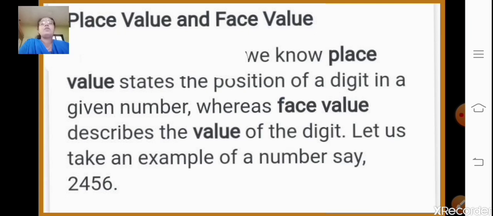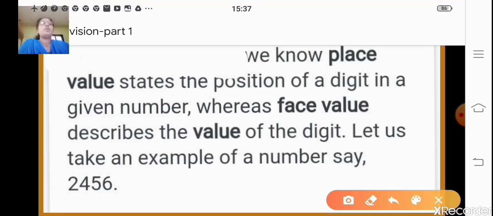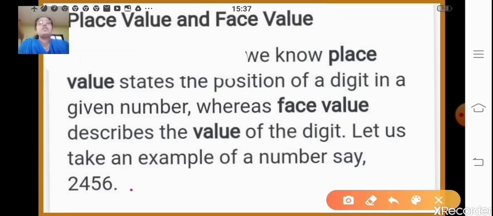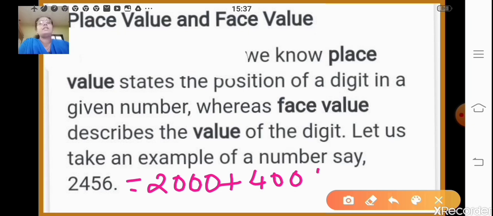Whereas the place value describes the value of the digit. Now suppose here is an example, that is 2456. So if I write the place value of this, I will write it as 2 is in thousands place, so 2000. 4 is in hundreds place, so 400. 5 is in tens place, so 50. And 6 is in ones place, so it will be 6 itself.